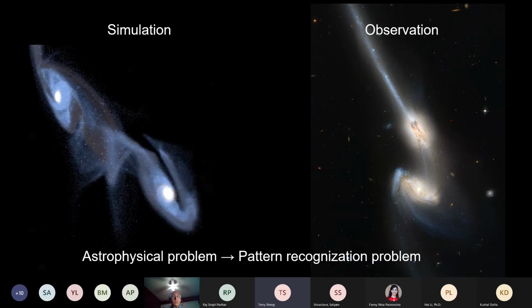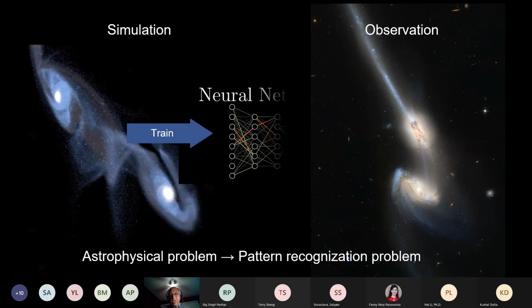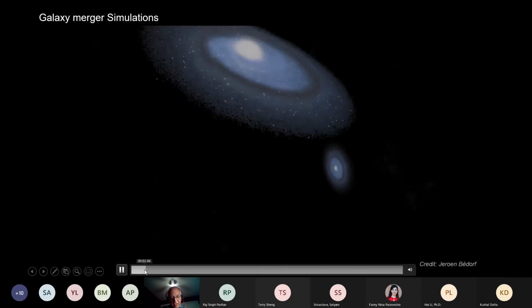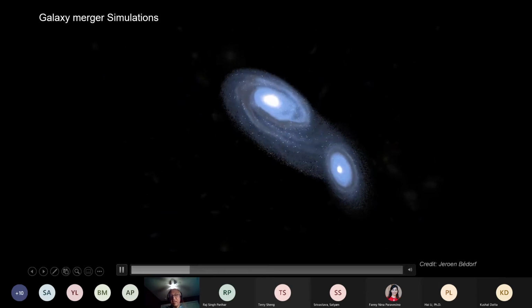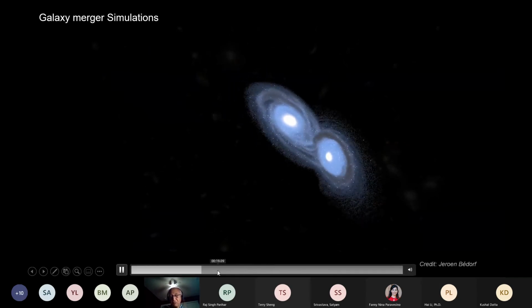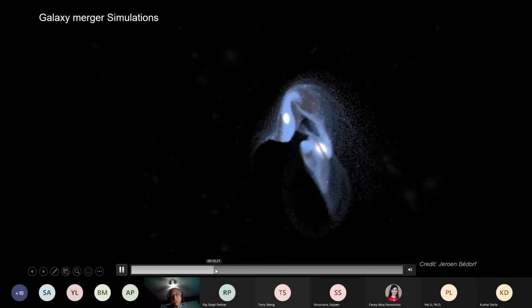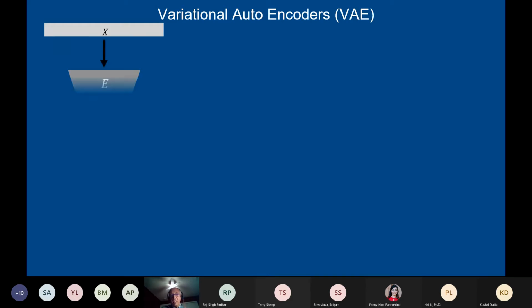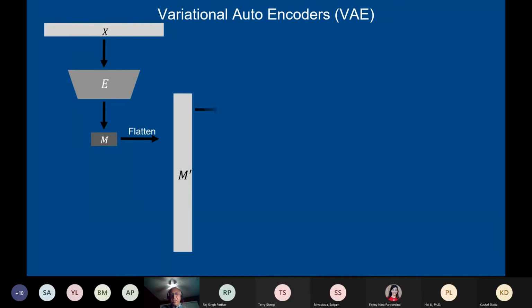Thank you. So the astrophysical problem becomes a pattern recognition problem. As you can see, I'm just going to quickly fast forward this. It's a simulation of galaxy mergers, where they collide and merge and form a star system. So what we did was take a set of images, a small number of images actually, with large image sizes, and we used a variational autoencoder.